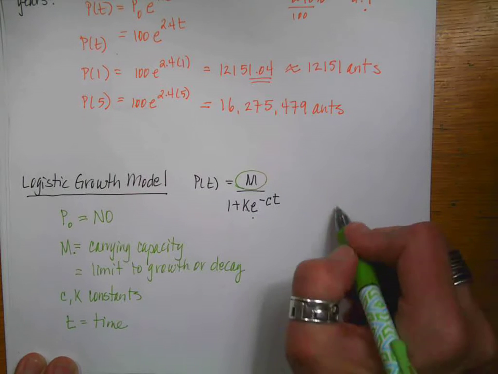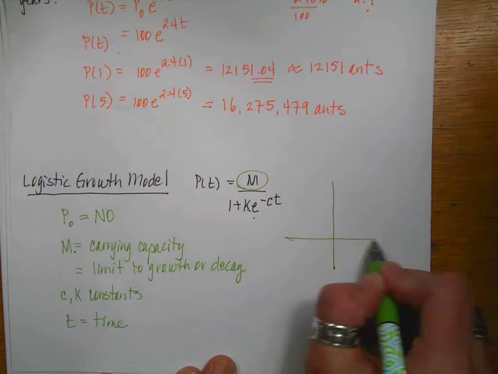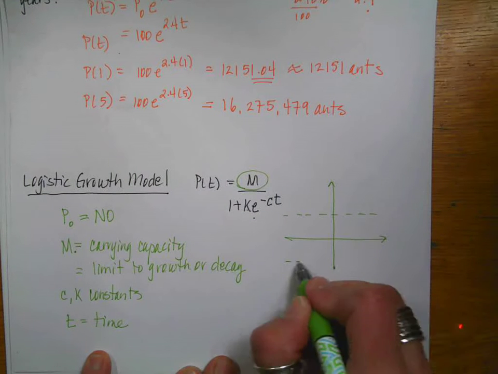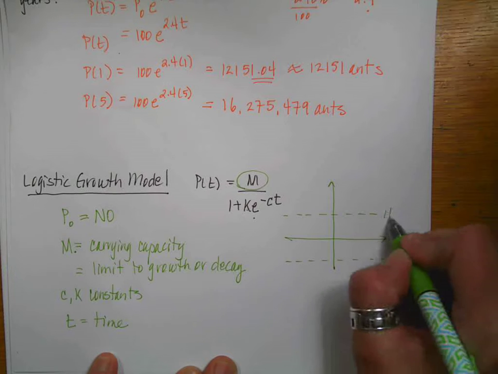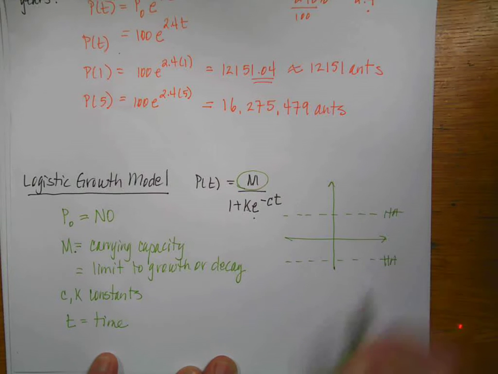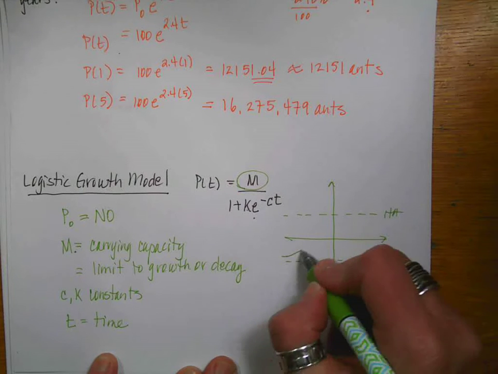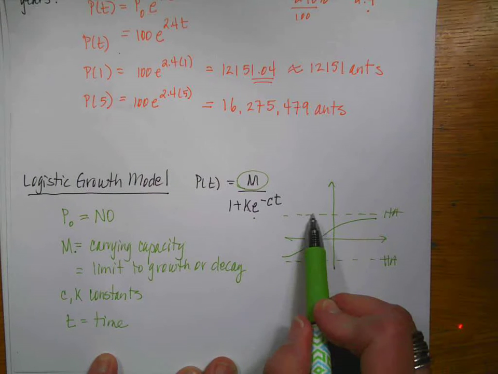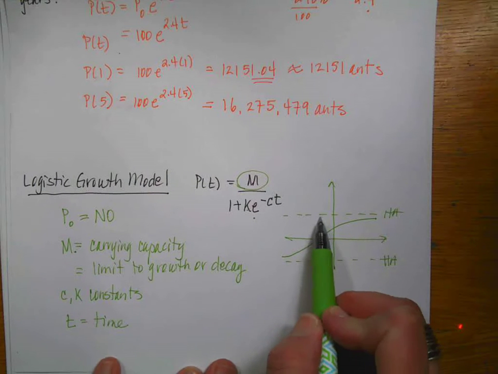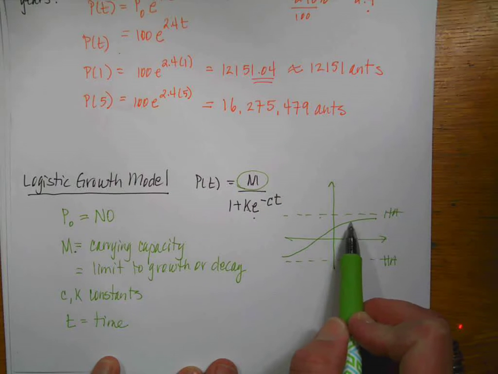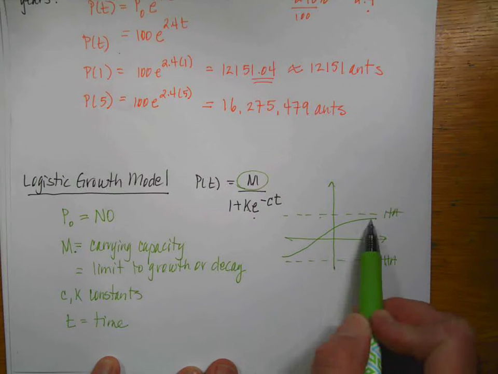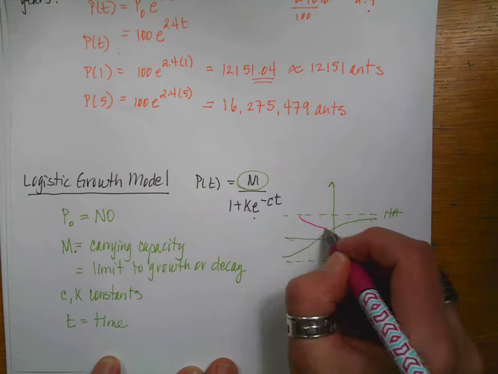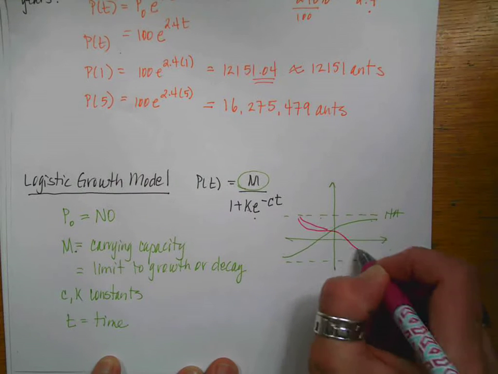This is important because this is a very unique graph, and it's one of the most unique graphs because it has 2 horizontal asymptotes. So it's going to have 2 different horizontal asymptotes, and the graph is going to look something like that if it's growth. So this carrying capacity is the top asymptote, which means that that's going to limit how high the graph can go. And if it were decay, can I draw that?